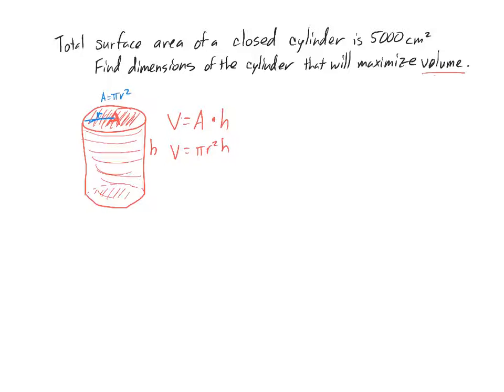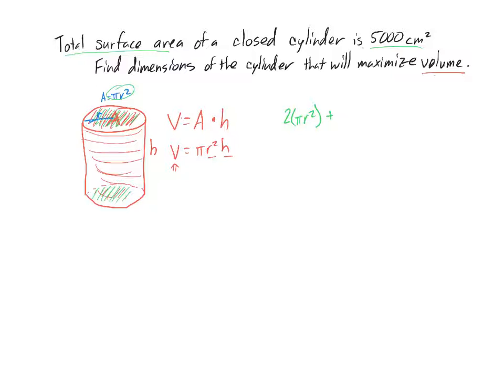Now I don't have r or h, and I'm trying to maximize the volume. So I need another equation. I've got too many variables right now. So I'm going to go back to the other part of the question that says the total surface area is 5,000 centimeters squared. How do I get the surface area of a cylinder? Well, I've got the top circle here, which was A, and the bottom circle there, which is A. So I'm going to have pi r squared, that's that A again, but there's two of them. So 2 times pi r squared.